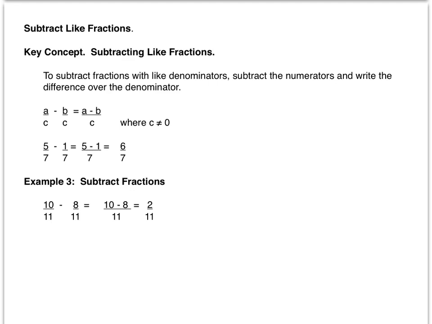Now let's subtract like fractions. To subtract fractions with like denominators, subtract the numerators and write the difference over the denominator. The example shows 5/7 minus 1/7 equals 5 minus 1, which is 4, over the denominator of 7. In example 3, 10/11 minus 8/11 equals 10 minus 8 over 11 equals 2 over 11.